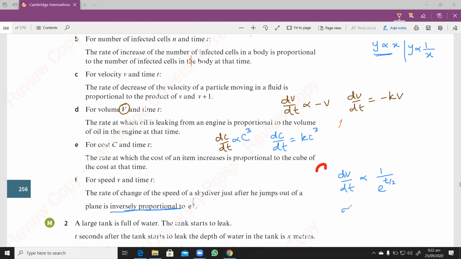And then this dv by dt will be equal to k times, and you can also write it as k times e raised to minus t over 2, because if you switch this to the numerator, this power sign becomes minus. Okay.